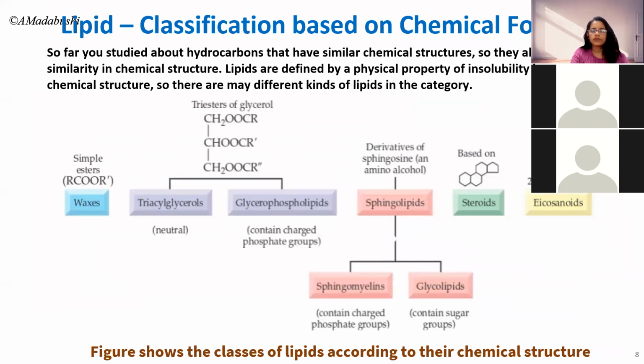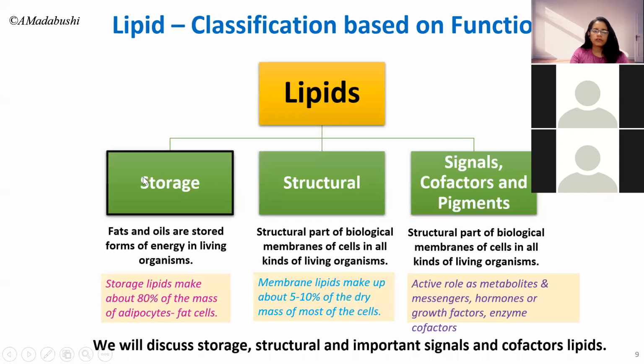So what are the different kinds of lipids? When I started preparing the material for your class, which was last year, I saw the different ways in which lipids can be defined. They can be defined based on chemical formula: there are waxes, triacylglycerols, glycerol phospholipids, sphingolipids, steroids, and eicosanoids. So these are all the different types of lipids.